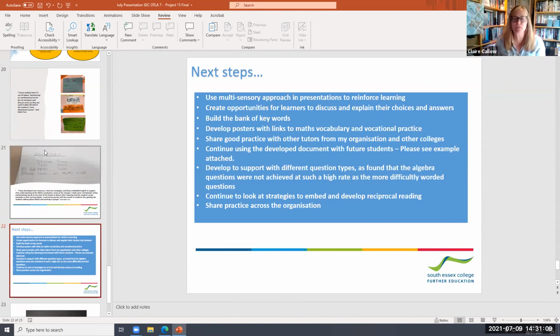Brilliant, excellent. Jo, thank you so much. As Catherine says, there was so much there in your project that is going to be of interest to people. I'm particularly pleased that you're going forward with the reciprocal reading as well, because there are people in this room who've heard me bang on about reciprocal reading so many times, but I'm a big fan because I think it really does help develop our learners' problem-solving skills. And that's just as relevant, obviously, for maths as it is for English.